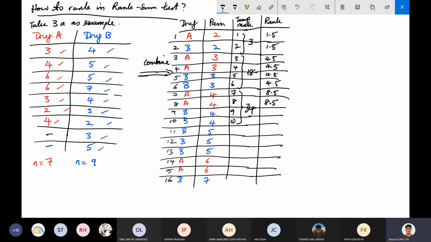Okay, let me just use different colors, maybe a little bit better. So let me just erase all this. This is rank number 1.5, and this is rank number 1.5 as well. In red, this is 18, so this is 4.5, and this is 4.5. Then it is 8.5, right? So here is 8.5, and this is 8.5.